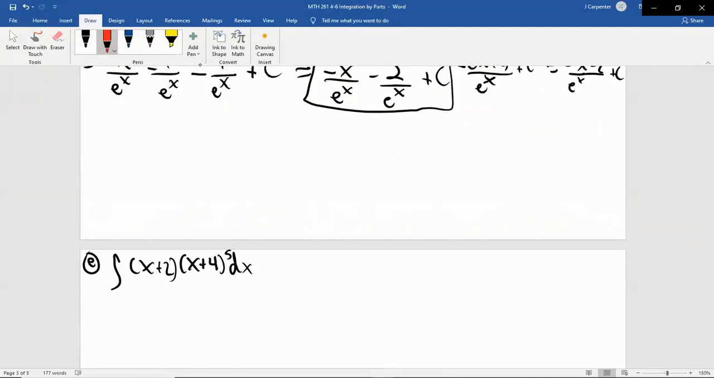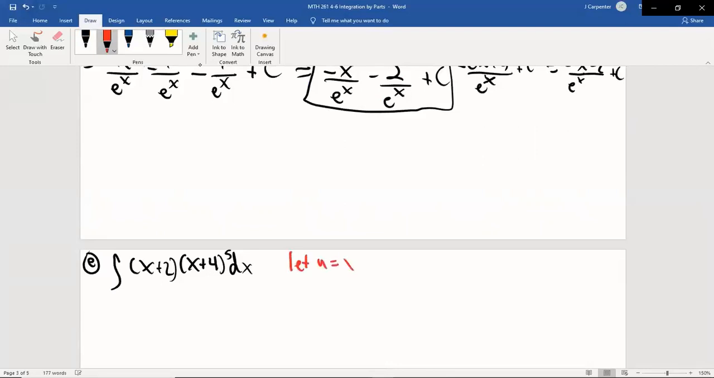Now we've been saying to let u be the simpler bit and dv be the rest. With a traditional substitution technique, I'd be attacking the x plus 4 because it's the inside of the complicated bit. But integration by parts is usually just separated into a part A, part B kind of thing. So x plus 2 versus x plus 4 to the 5th. Which one looks simpler? Because that's what we should let u be.